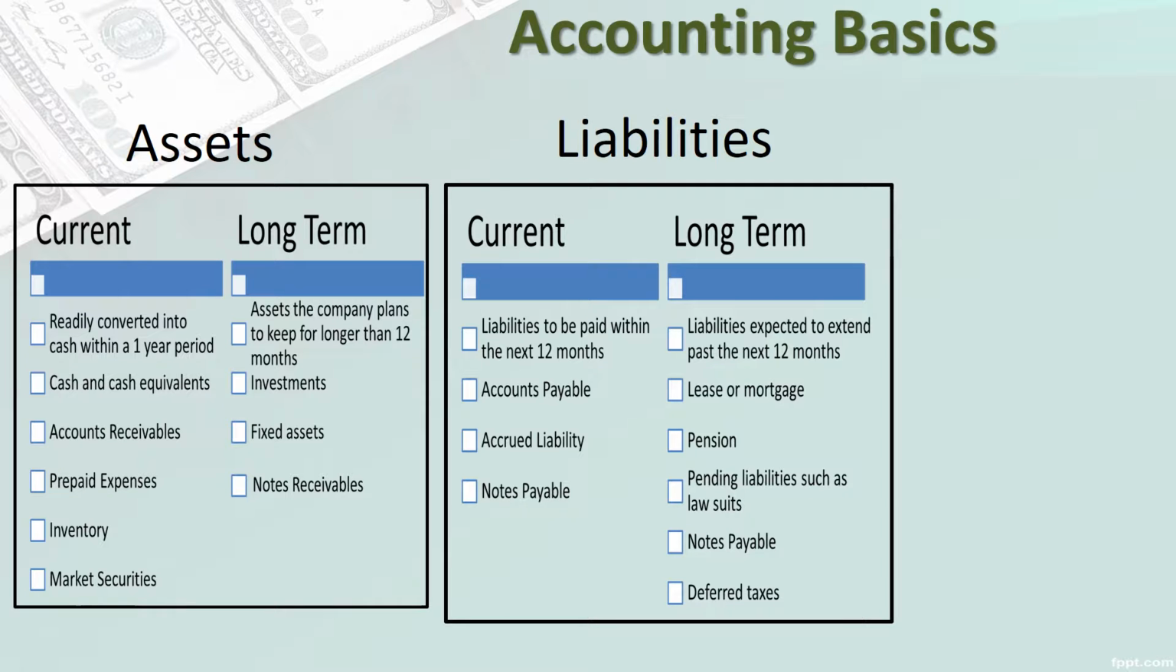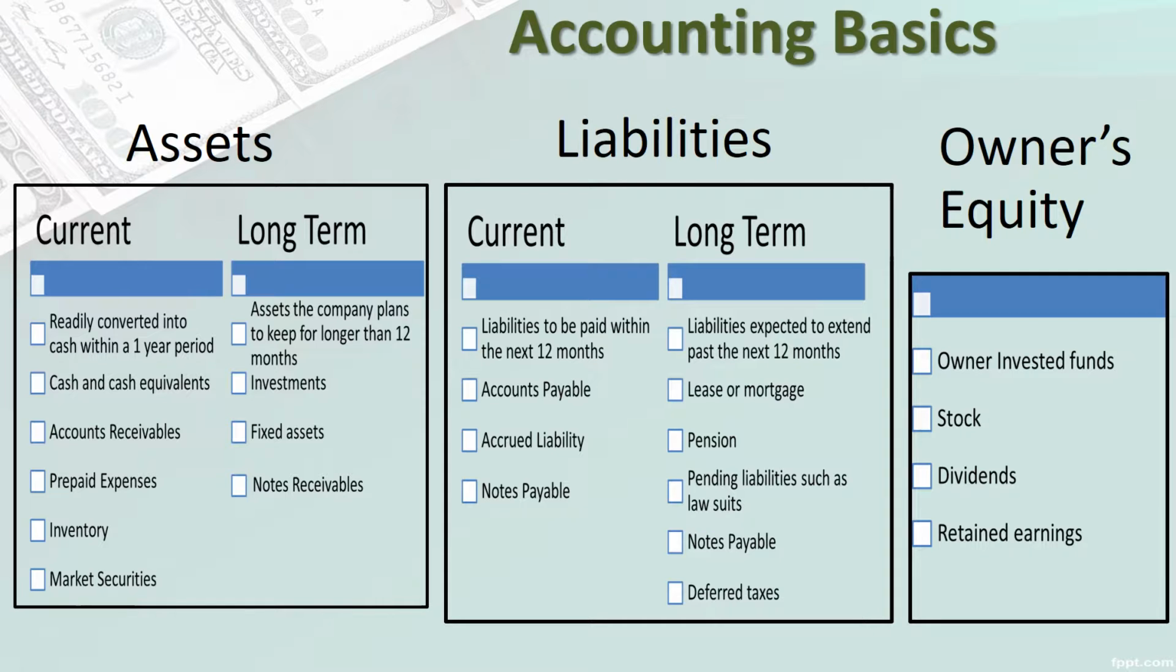Liabilities refers to the debt that's owed by the company. Like assets, there are two categories, current and long-term. Current is the debt which the company expects to be able to pay off within the next 12 months, and long-term refers to the debt that is expected to continue past the next 12 months. And that brings us to owner's equity. Owner's equity is the owner's interest in the company assets after all of its debts have been paid off.